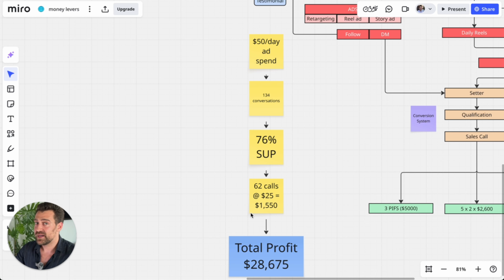If you ever ran ads to a VSL, and if you ever got booked calls, you know that a booked call costs anywhere between $200 and $300. This is like 10 times cheaper, okay? Which is absolutely insane if you think about it.